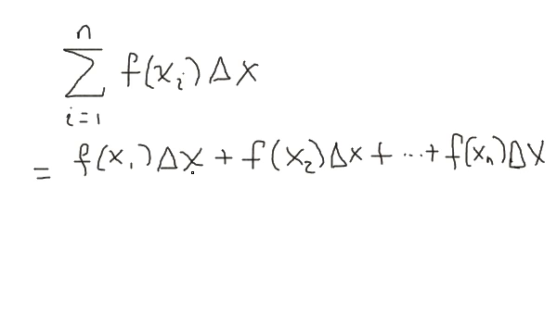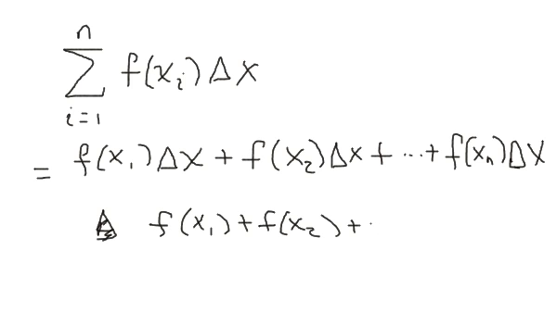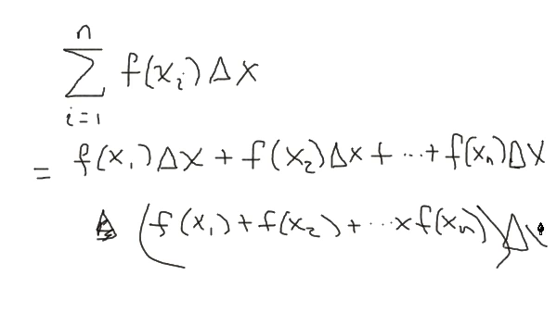Now what you could do is factor a delta x completely out of this if you want. Let's write it like this: f of x1 plus f of x2 plus dot dot dot plus f of xn, all in parentheses, times delta x.